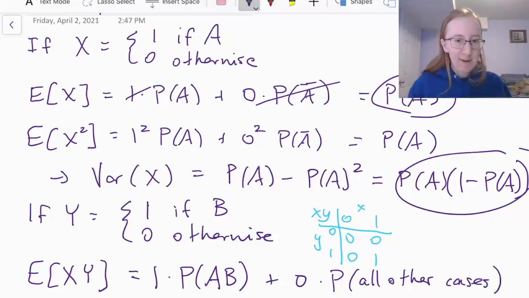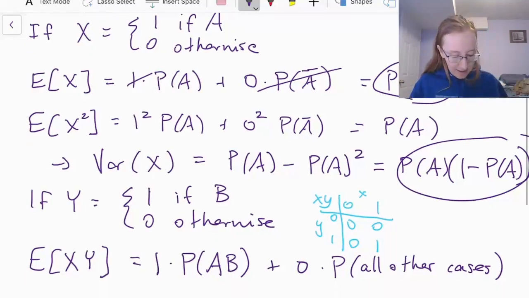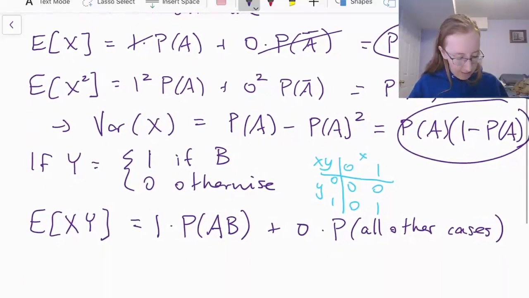So that's the tricky thing with those indicator variables. Because each of them is only equal to 0 or 1, the product is only equal to 1 when both A and B occur. So again, that's just equal to P of AB.